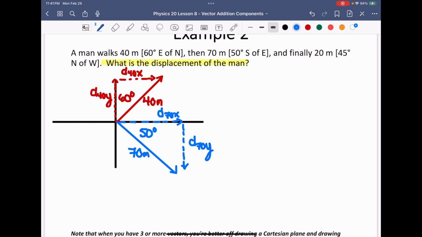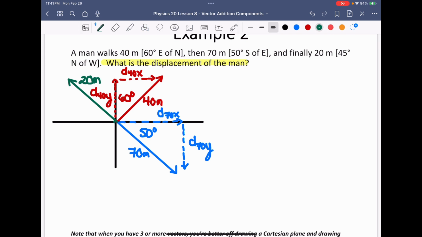Now, lastly, we have one more triangle, which I'm going to draw in green here, and it's the 20 meters the man travels 45 degrees north of west. Now, where does that put us? That puts us in quadrant 2. So I'm going to draw a straight line from the origin into quadrant 2 as follows. I'm going to label the magnitude, which was the 20 meters he travels.